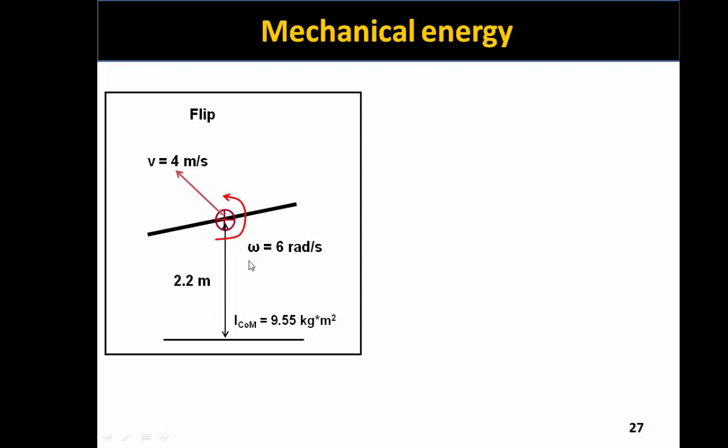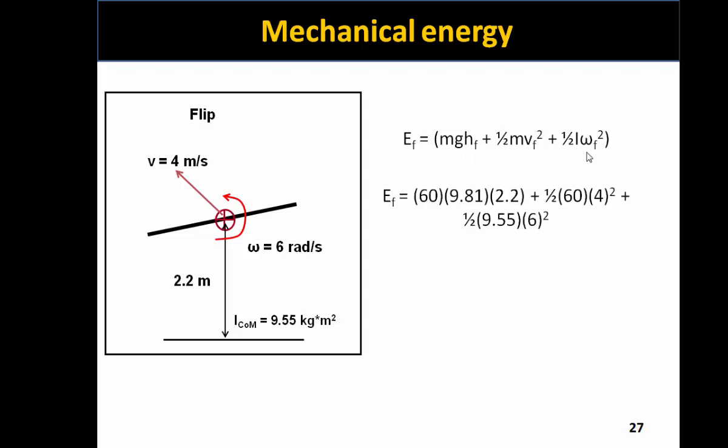So moving to the final state that we observed earlier, here we see a final position of 2.2 meters. The gymnast is in motion with a linear vertical velocity of 4 meters per second, angular velocity of 6 radians per second, and the same moment of inertia. So we run the same equations, inputting the potential energy in the final position, the linear kinetic energy, and the rotational kinetic energy in the final positions.